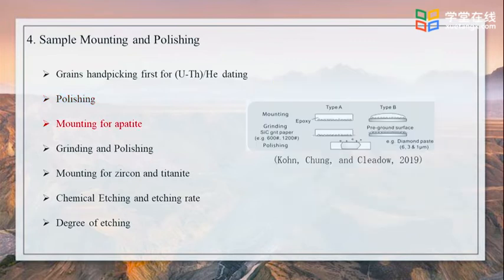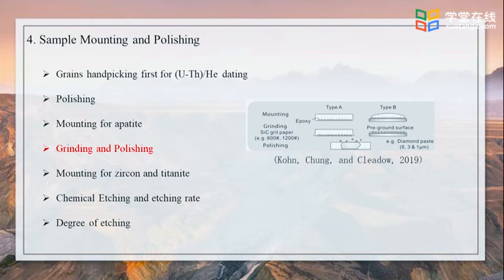Mounting processes of apatite grains with an epoxy-only button, Type A, or directly on glass, Type B, as shown in this figure, should follow the manufacturer's instructions exactly with respect to the resin to hardener ratio, curing time, and temperature. Grains in Type A mounts are already exposed at or near the surface, whereas grains in Type B mounts are fully enclosed in the epoxy.